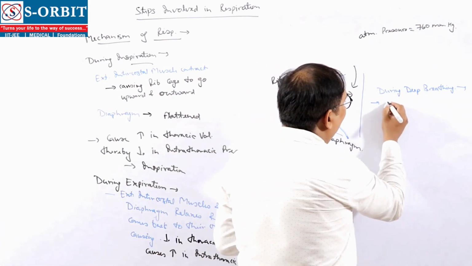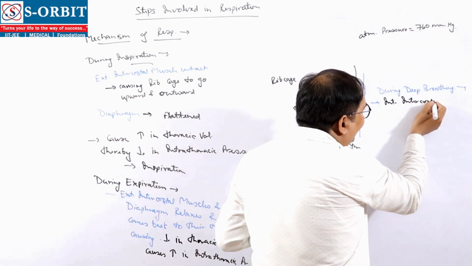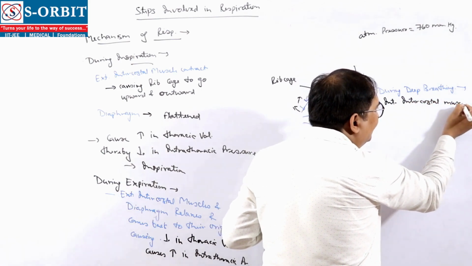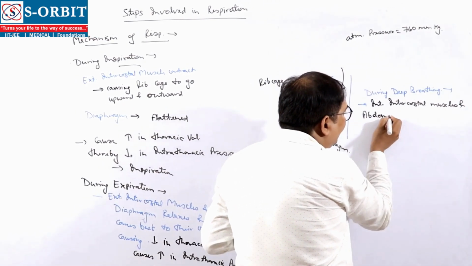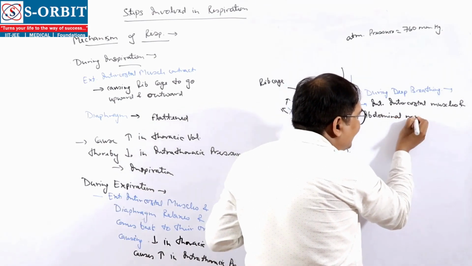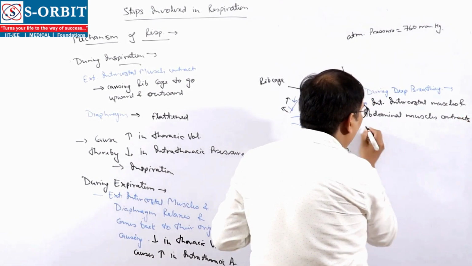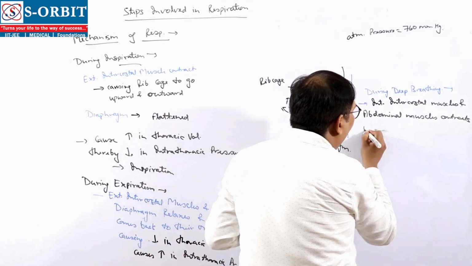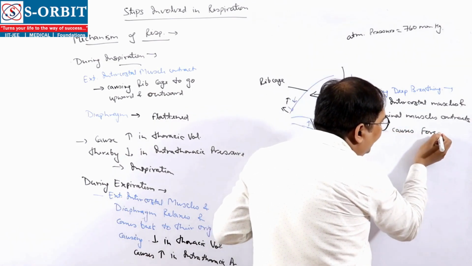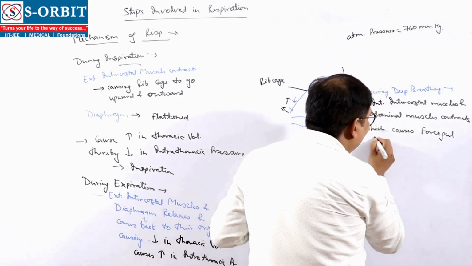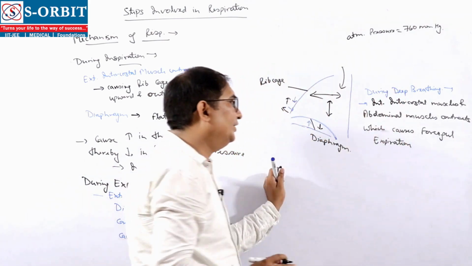So during deep breathing, the internal intercostal muscles and abdominal muscles contract, which causes forceful expiration. This occurs during deep breathing.